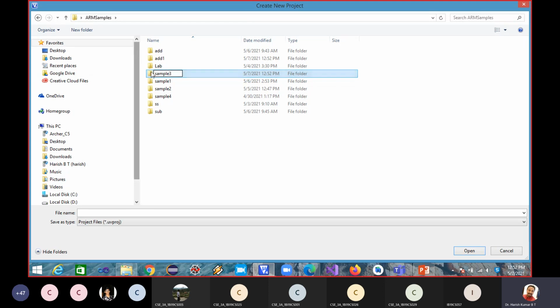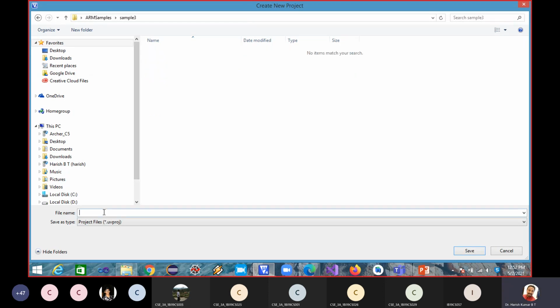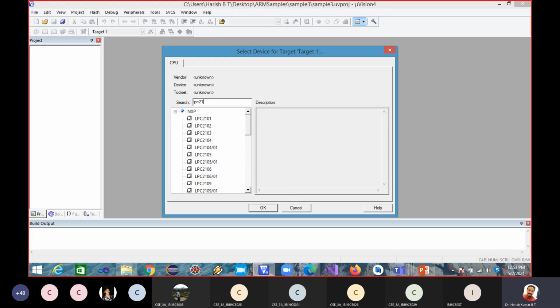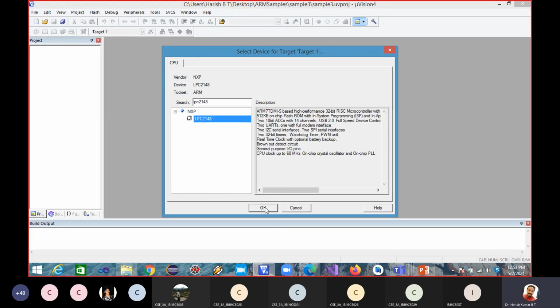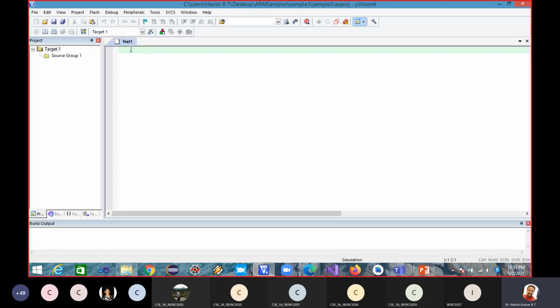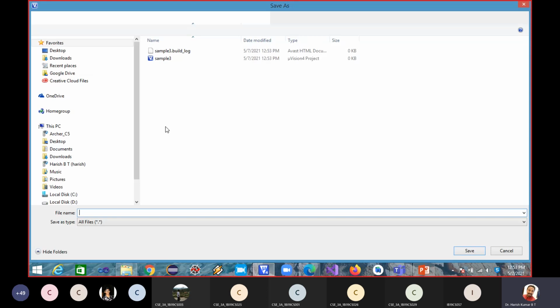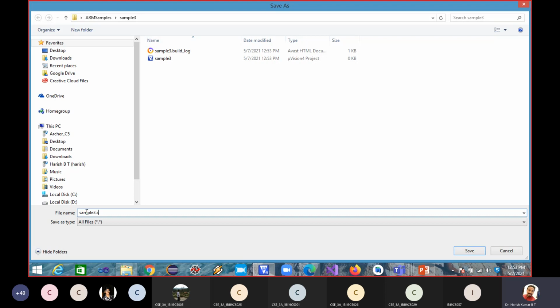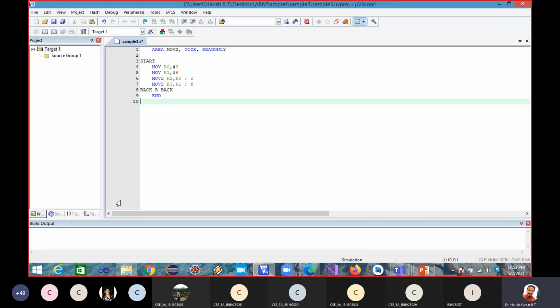Sample 3. The project name also I'll give as sample 3. Now I save my program inside sample 3 as sample 3. I've copied it already. I'm pasting it. I'm not writing it from the beginning. Okay, let us save the time.